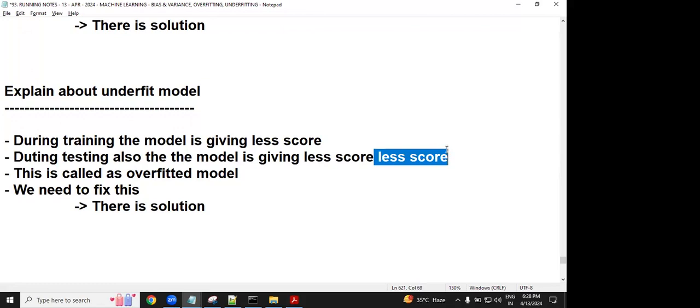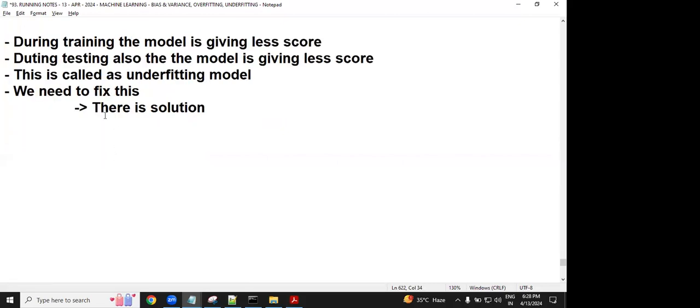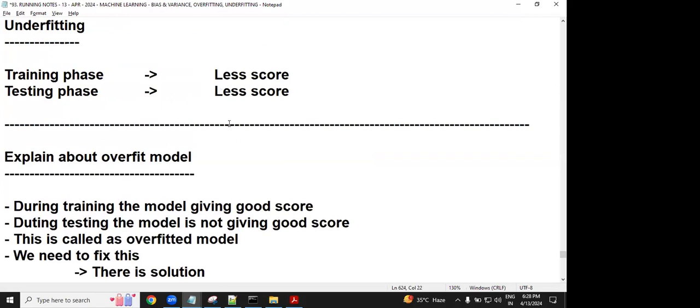This is called underfitting, an underfit model. Then we need to fix this. There is a solution. Now I will tell you how to fix this.